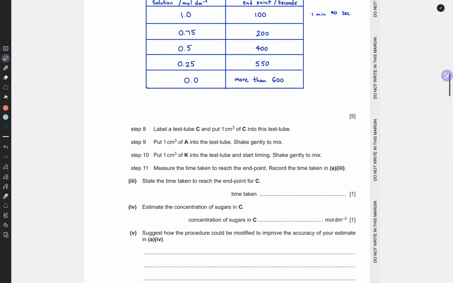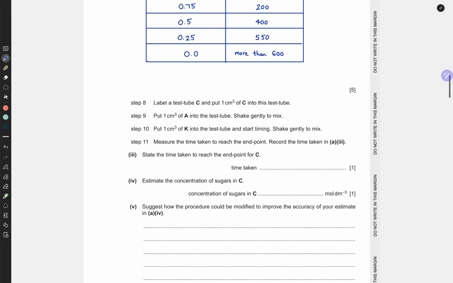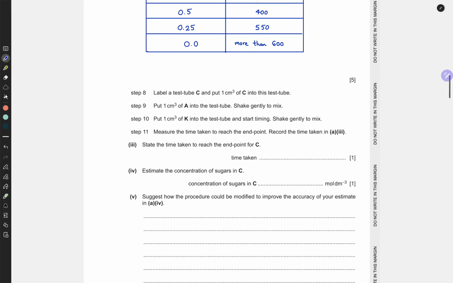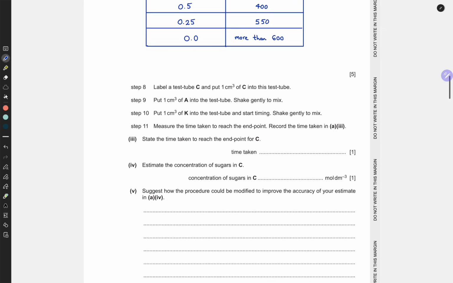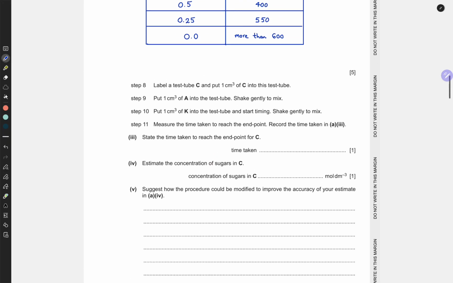Then label a test tube C and put 1 centimeter cubed of C into this test tube. Put 1 centimeter cubed of A into the test tube, shake gently to mix. Put 1 centimeter cubed of K into the test tube and start timing, shake gently to mix. Measure the time taken to reach the end point, record the time taken in AIII.